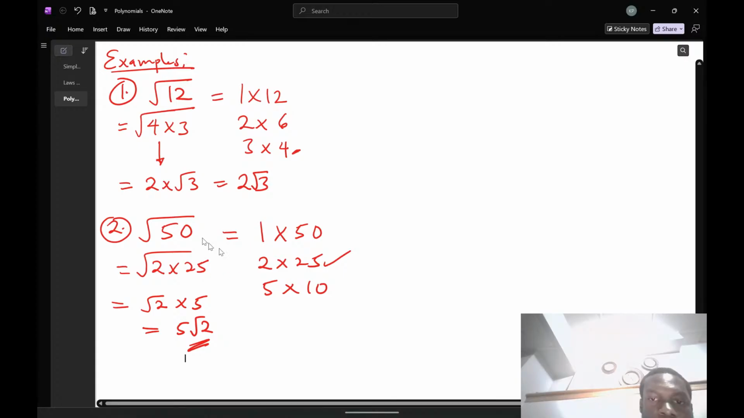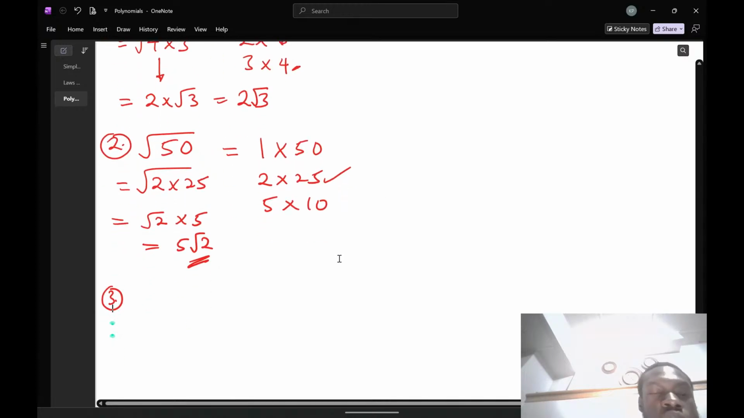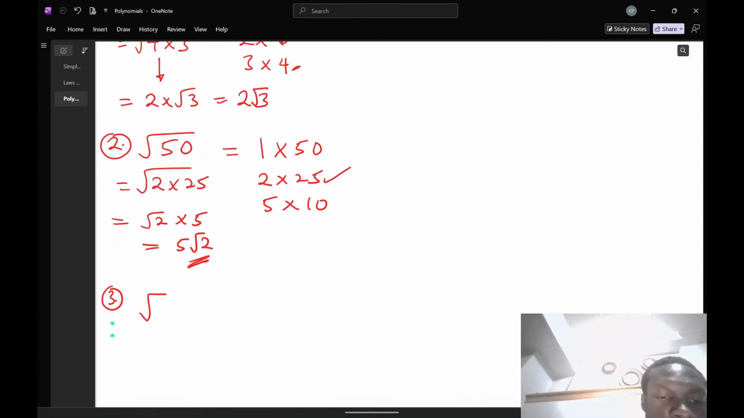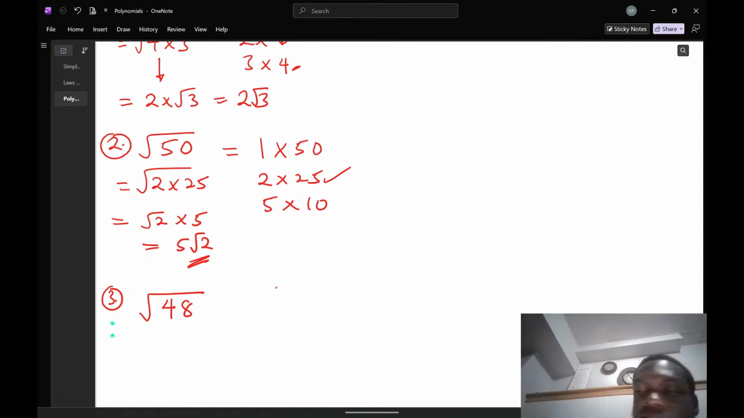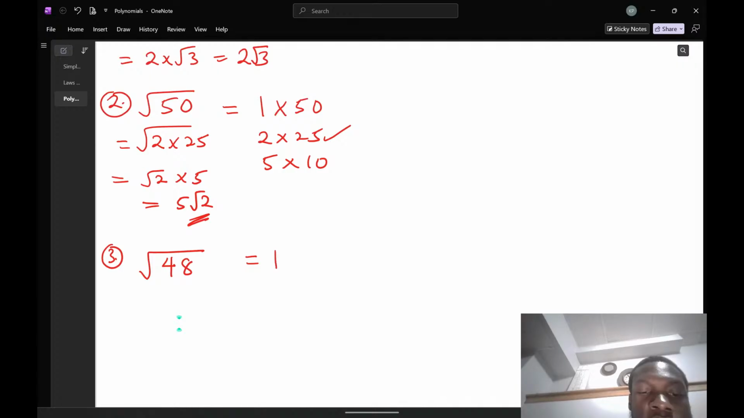Okay. So let's say we go to number 3. Number 3, we can do the square root of 48. So now let's find the factors of 48. The factors of 48: we can do 1 times 48. We can do 2 times 24.